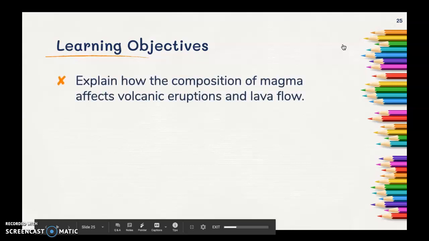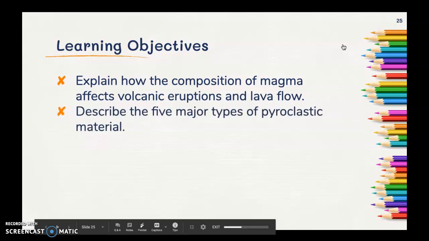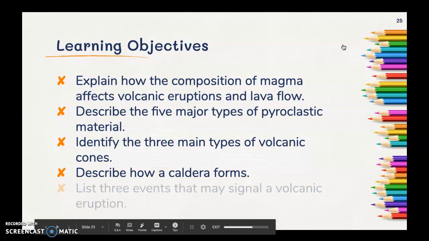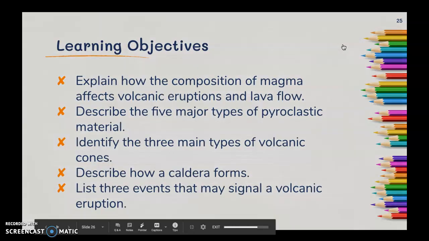Hopefully by the end of the week you'll be able to explain how the composition of magma affects volcanic eruptions and lava flow. You'll be able to describe the 5 major types of pyroclastic material, identify the 3 main types of volcanic cones, describe how a caldera forms, and list 3 events that may signal a volcanic eruption. That's the goal for this video.